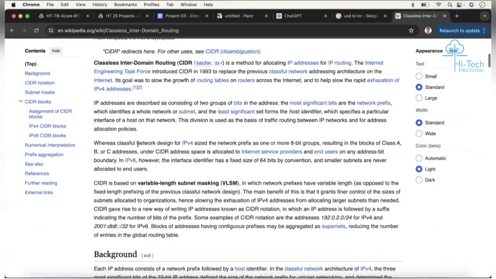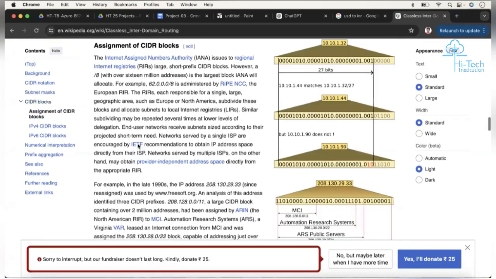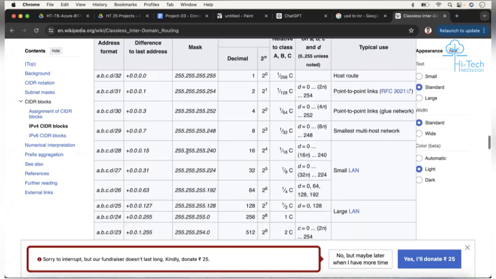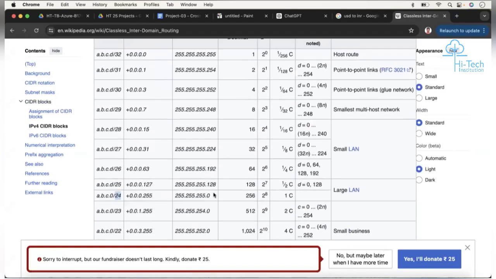If you open the CIDR wiki, you would be able to see here. Look at this. If you use /24, you will get how many IPs? 256 IPs. In your subnet, if you use /25, how many IP addresses will you get? 128 IPs. Maximum in projects, people will prefer to go /26 or /25. If you use /26, you only get 64 IP addresses.